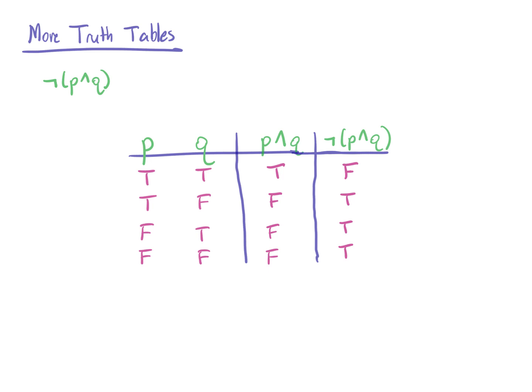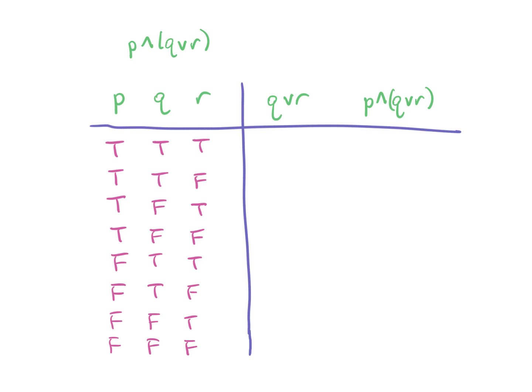Let's try another example that's complicated in a different way. In this example, I am going to compute the truth table for P and, in parentheses, Q or R. So Q or R is in parentheses here. That means I should compute that first. And then I need to compute the result of taking the conjunction P and with the result of Q or R.